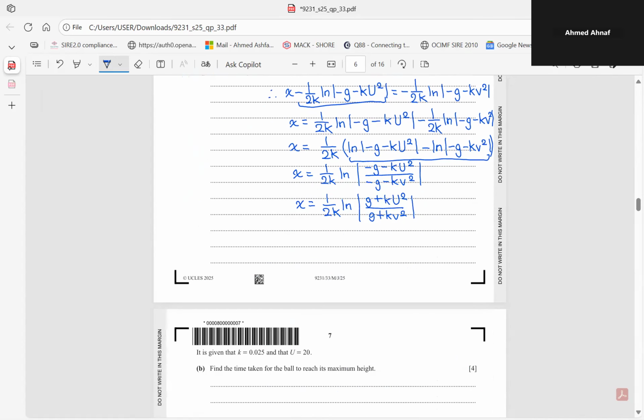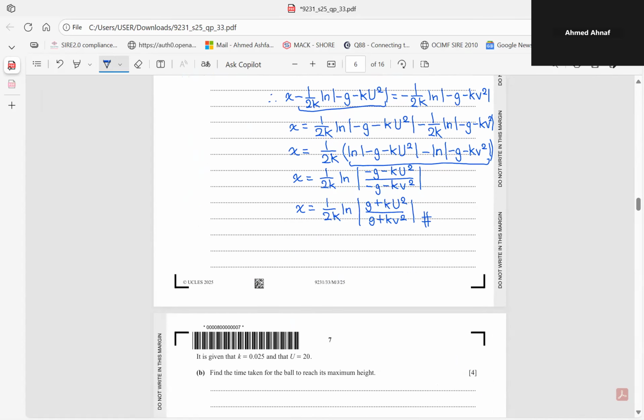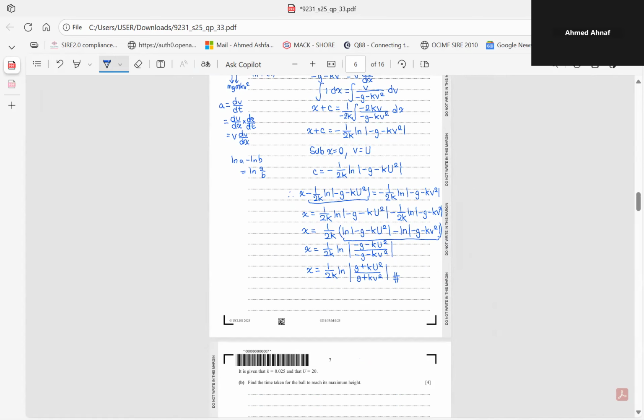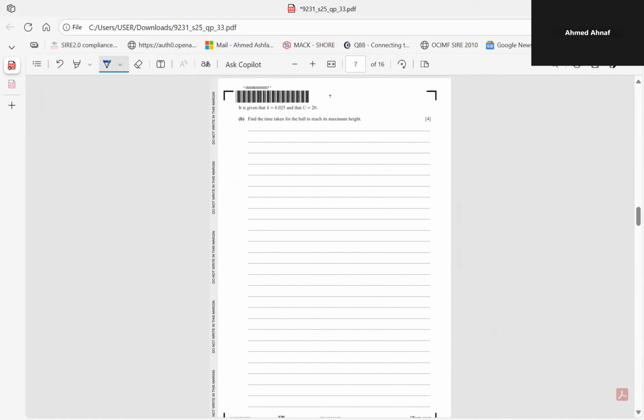Yep, that is our required answer. So this is our final answer for the first part of this question. And since they already gave you the result, you should write shown at the bottom. So with that, let's head on to the next part.